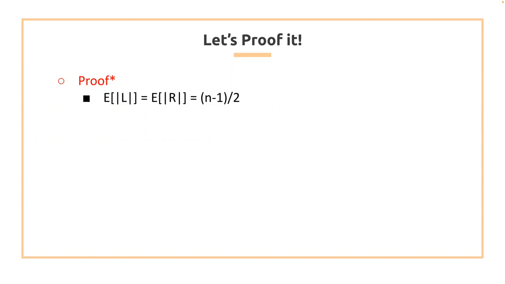But anyway, we're going to cover a little bit. So this is my proof, okay? The expected size of the left side of the partition, and the expected size of the right side: my claim is that the expected size of each side is (n minus 1) divided by 2. So in expectation, I split the array in half. That's what I'm saying, okay?